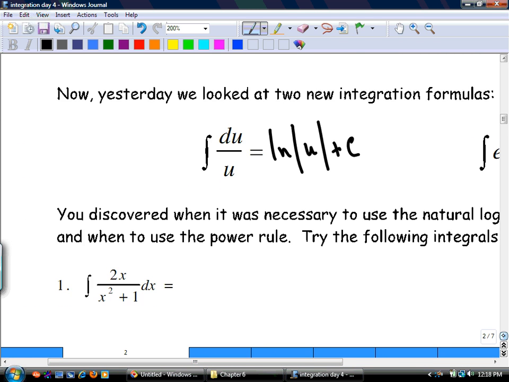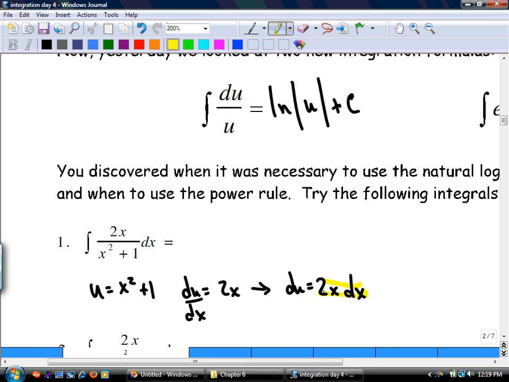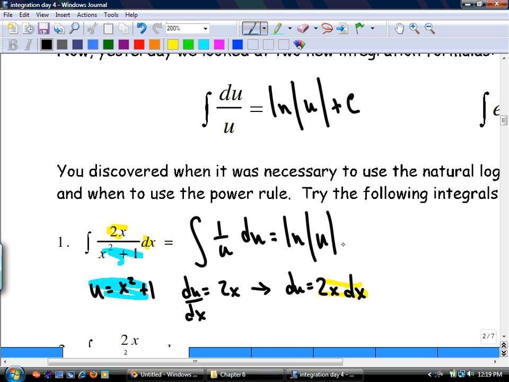Sorry, I'm loud. u equals x squared plus 1. du over dx equals 2x, which means du equals 2x dx. So our antiderivative formula becomes much cleaner. So it becomes ln u plus c.